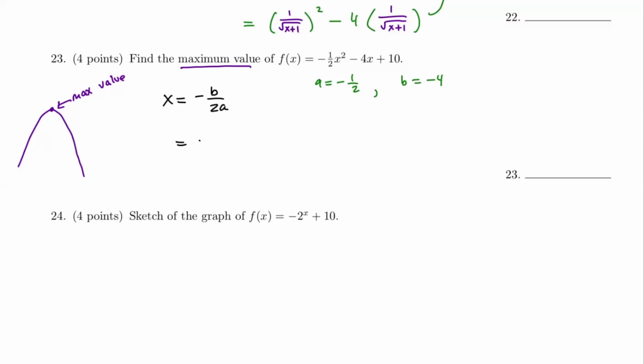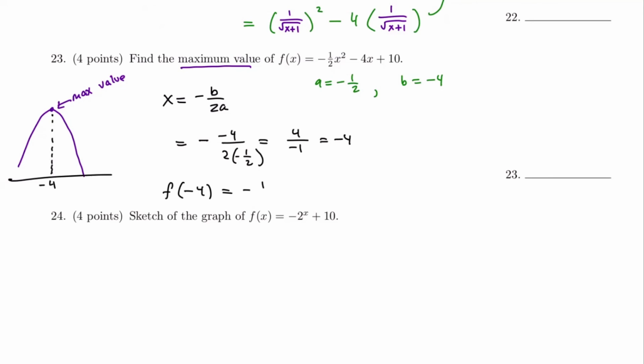So we know this is going to be -b. So that's -(-4) over 2 times a, which is -1/2. The double negative is positive, so it's +4 over 2 times -1/2. That's a -1. So this is -4. So this value occurs at x equals -4, but we need to know the y value. So we're going to plug it into the function, get the y value. So f at -4, it's going to be -1/2 times (-4) squared minus 4 times -4 plus 10.